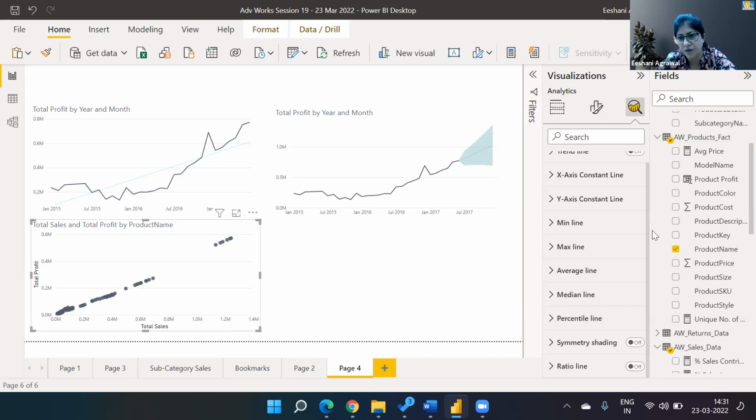symmetry shading. No, it doesn't come up over here. I was thinking it'd do something similar. No. All right, forget about this one.